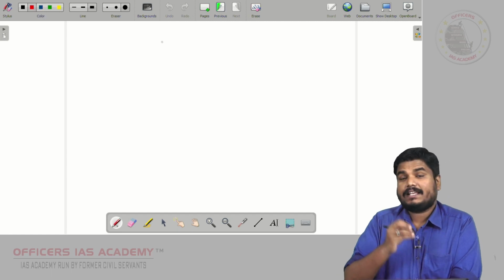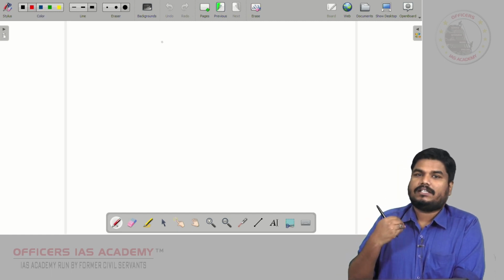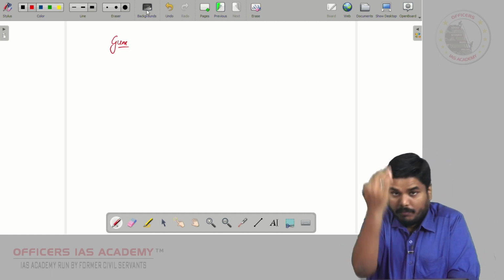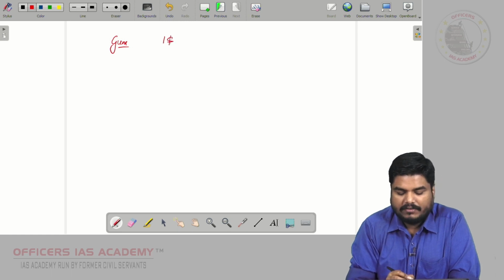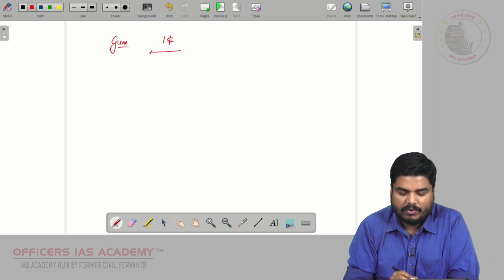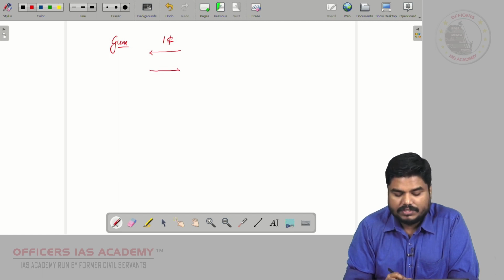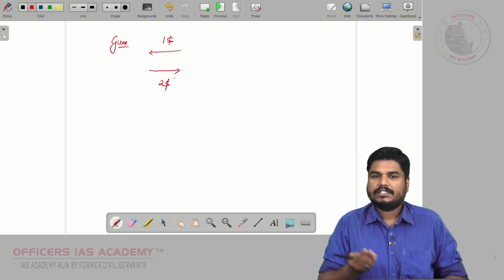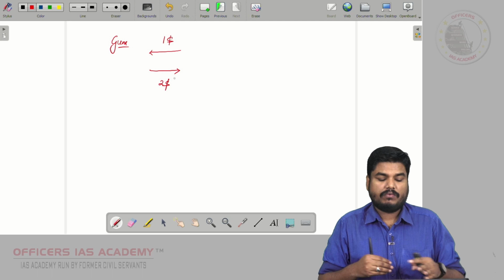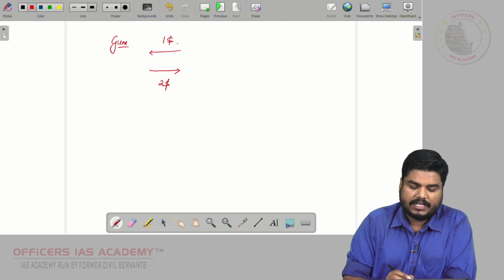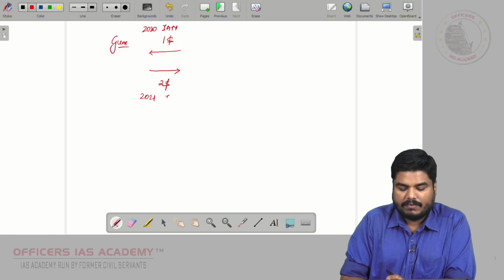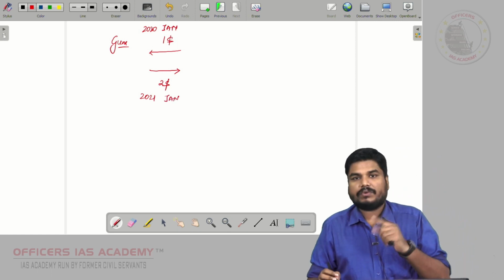Friends, let us take a situation. Now, Guna is borrowing $1 from abroad. So, Guna has borrowed $1 and Guna has promised to repay $2. So, $1 Guna has borrowed, he has to pay interest. So, along with interest, Guna has promised to repay $2. Assume that Guna has borrowed this $1 in 2020 January and he has promised to repay in 2021 January. So, the term is 1 year.